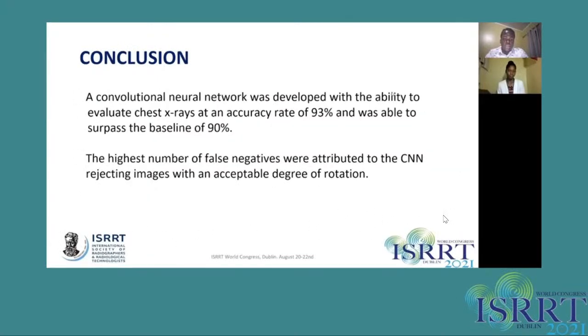With our results from the CNN, or convolutional neural network, surpassing the baseline accuracy set by medical imaging technologist evaluation in the hospital, there is hence not sufficient information to accept the null hypothesis that there will be no change in frequency of erroneous evaluations being accepted after the replacement of manual quality inspection with a convolutional neural network. We've also found that in its current state, the highest number of false negatives were attributed to the convolutional neural network rejecting images with a level of rotation considered acceptable by radiologists, showing a mismatch in standard.